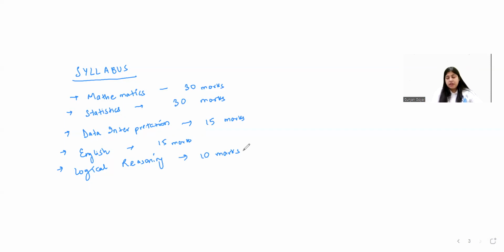Obviously, maths has a different syllabus, statistics has a different syllabus, and similarly DI, English and logical reasoning. But you can see the major portion, 60% of your paper, covers mathematics and statistics. The maths which you study in ACET is not a very difficult level maths. The base is of class 11 and 12. You have very easy mathematics also, like differentiation and integration, which form the base.